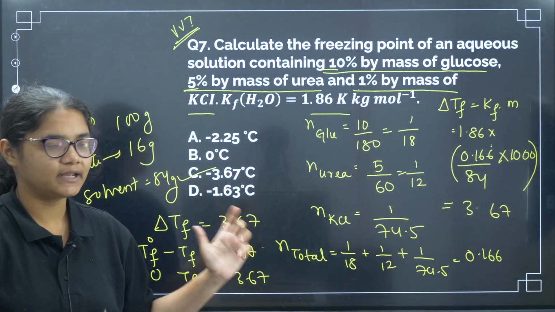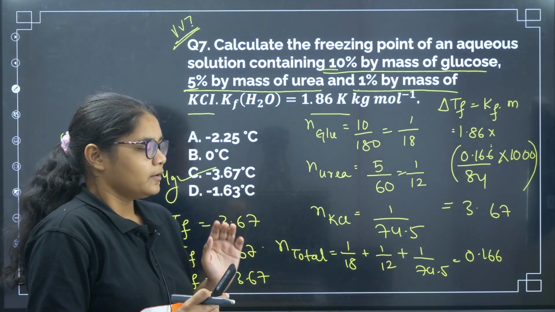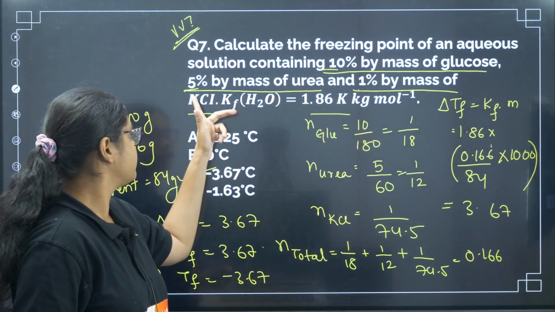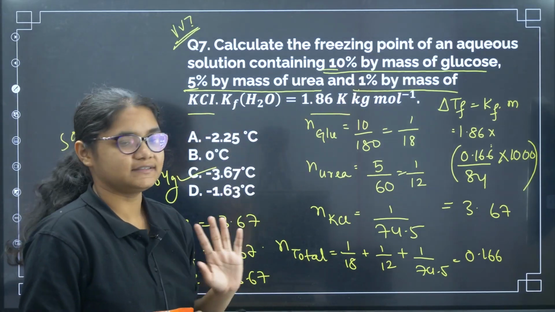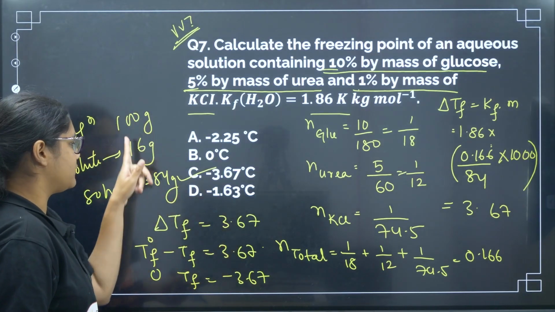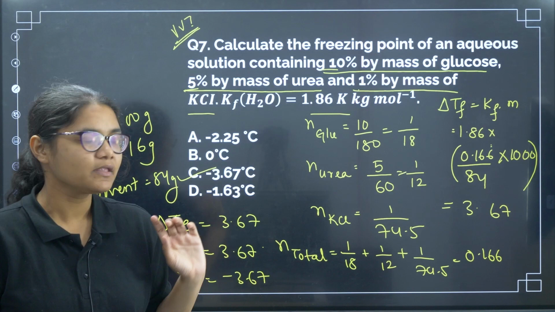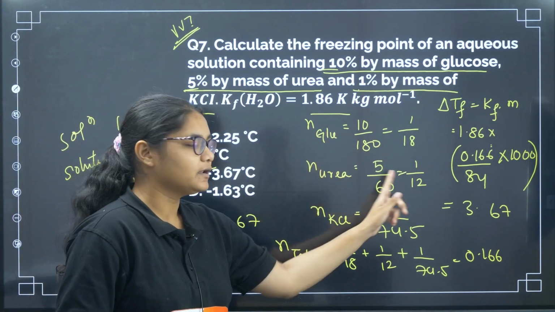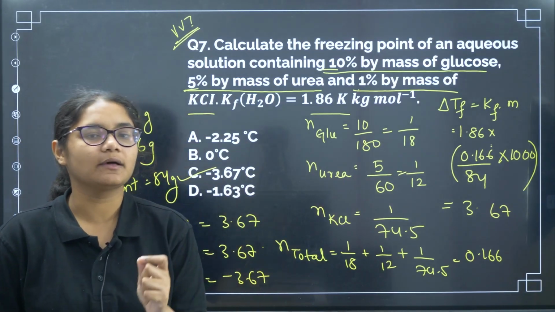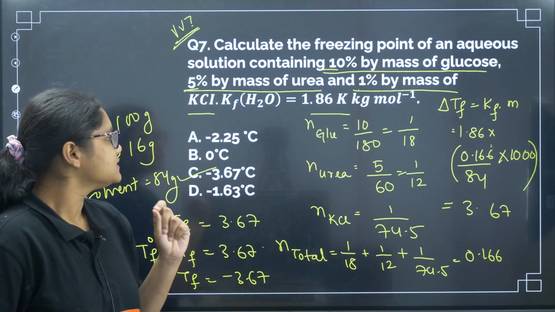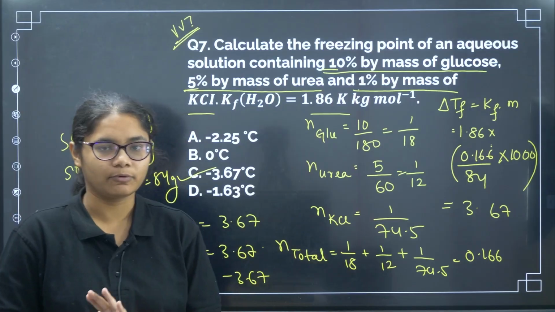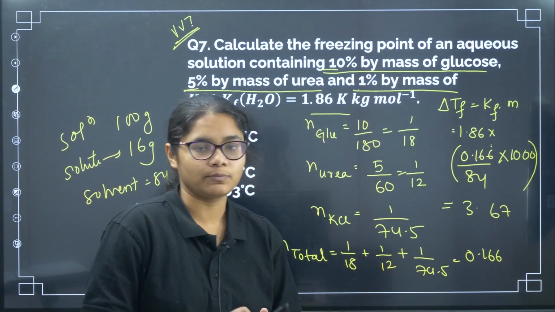I'll discuss this question once again. If it is not clear, please listen carefully. We had 100 gram of solution where there was 10 gram glucose, 5 gram of urea and 1 gram of KCl. So the total mass of the solute is 16 gram. So what will be the mass of the solvent? 100 minus 16, that is 84 gram. Now for each of them I calculated the number of moles. 10% by mass means 10 gram is glucose, so the number of moles of glucose will be 10 by 180. Similarly, for urea it will be 5 by 60 and for KCl it will be 1 by 74.5. Now if you add all this, we'll get around 0.166 moles.